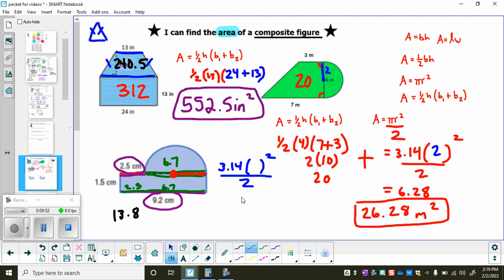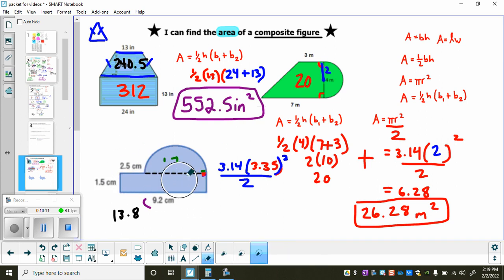It looks like I'm going to need a little more room here. 3.35. All right. So friendly reminder, I just want to make sure I didn't lose you real quick with that part right there. We just said that the entire bottom is 9.2. This much of it is 2.5. So this has to be a 6.7. And half of that, the radius, was my 3.35.